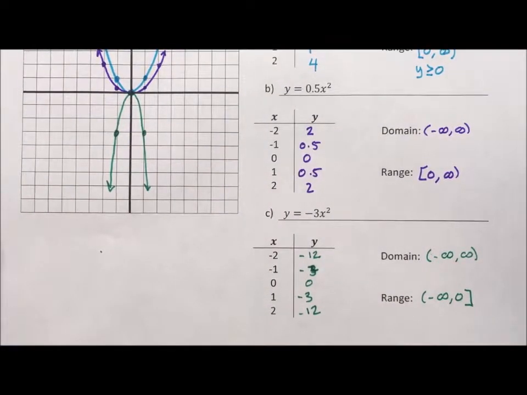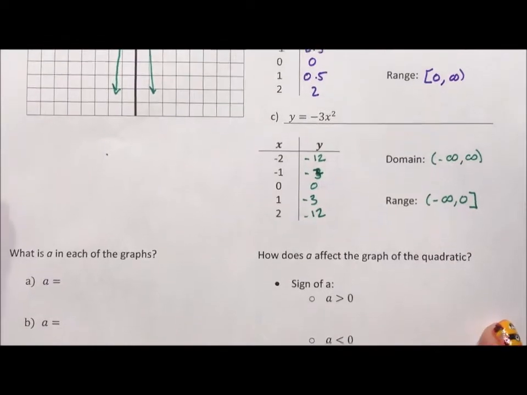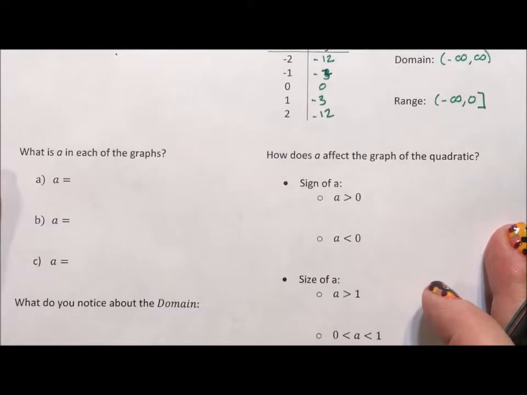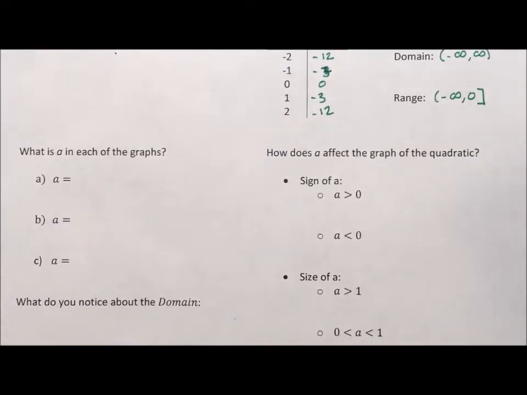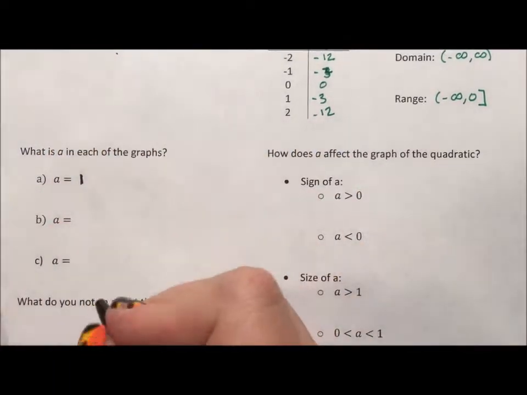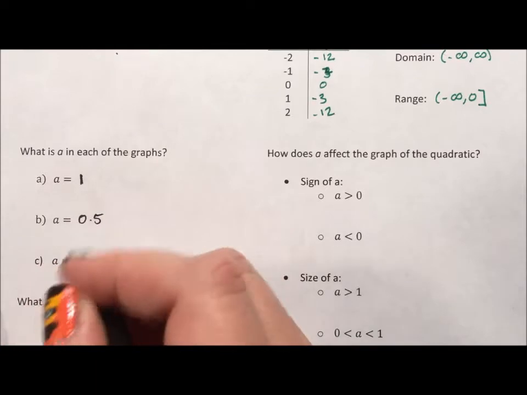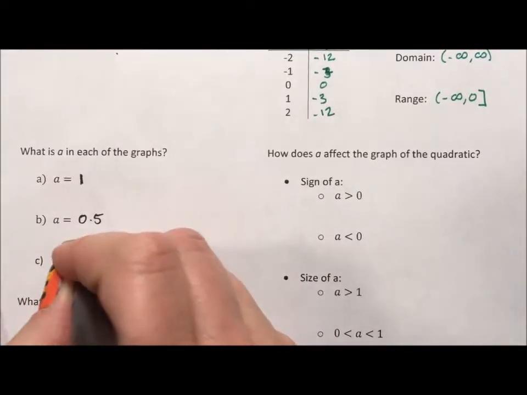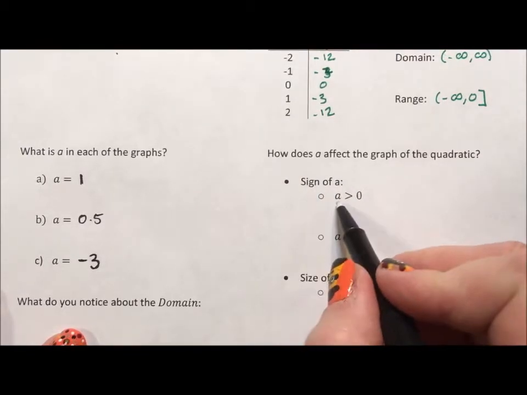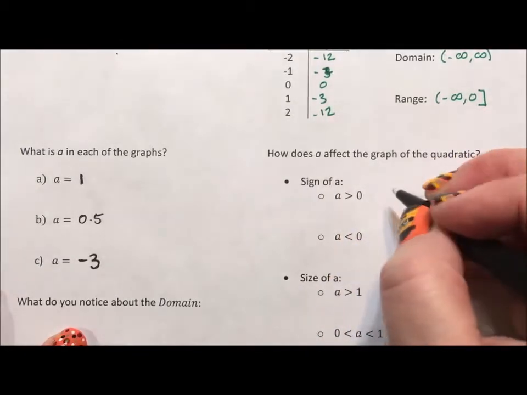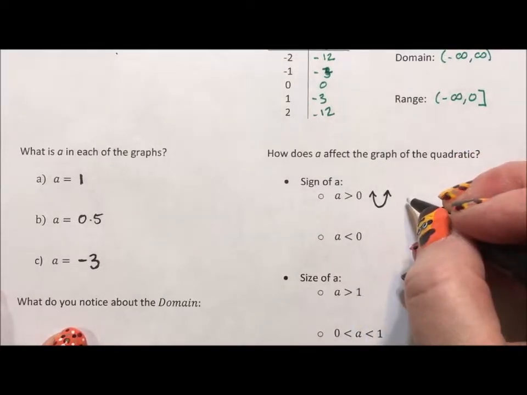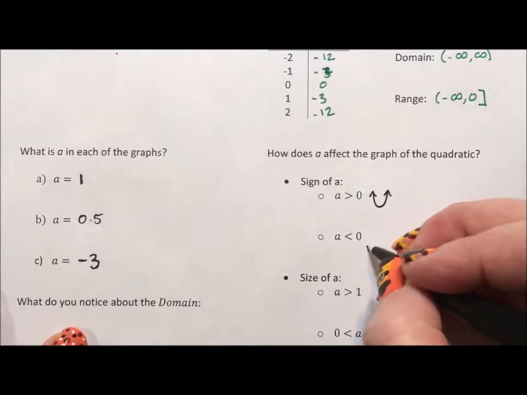Okay. As we investigate this, it says, what is the value of A in each of the graphs? Well, in the first graph, A was 1, because we just did y equals x squared. In the second graph, A was 0.5. In the third graph, it was -3. All right, so how does A affect the graph? If A is positive, the graph goes up.